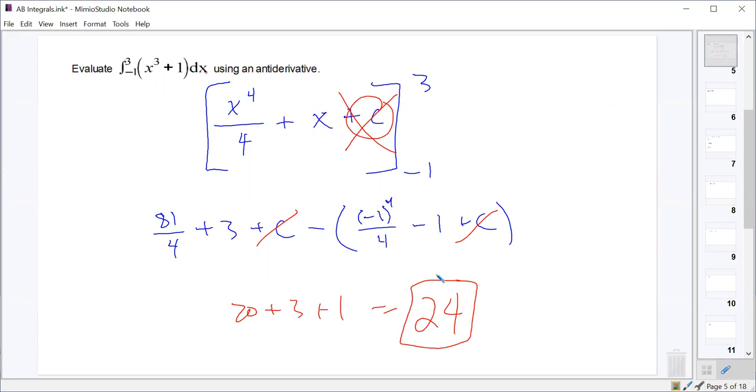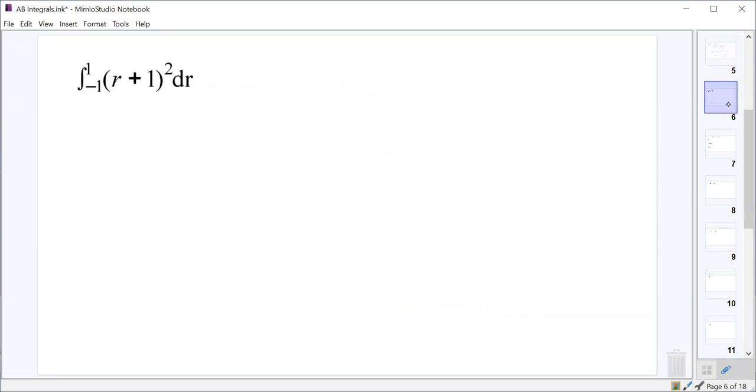Good or no? And that was a lot easier than doing the limit as n approached infinity of the sum from k equals 1 to n of x sub k cubed plus 1 times delta x, with delta x equal to 4 over n and x sub k equal to negative 1 plus 4k over n. I think this was a lot easier. What do you think? Yeah, it's a lot easier. Agree. Yeah, much easier. All right. What about this one? What should we do first?